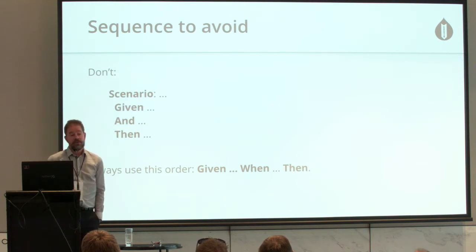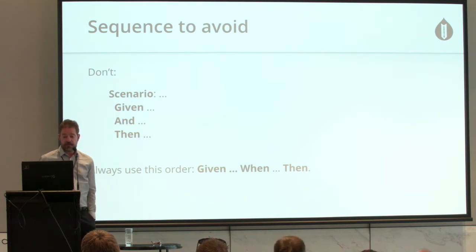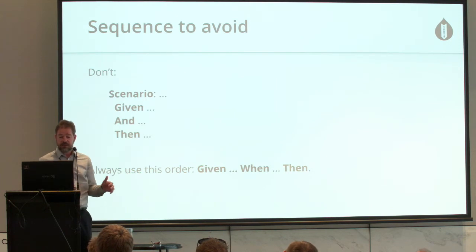Another tip if you want to write good tests is the sequence to avoid. So don't write scenario given this and then use these given. Put your site in a particular state. When I do this, something happens, then, given, when, then. That's the sequence you want to have.